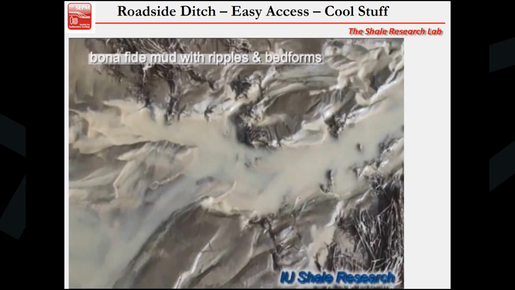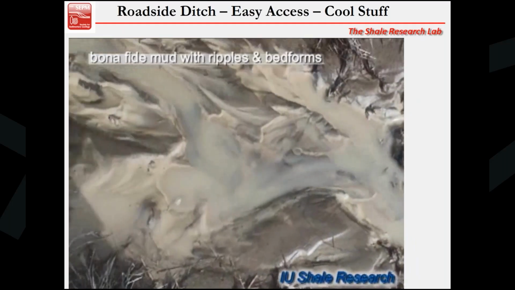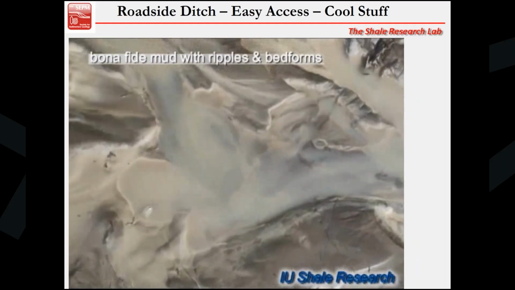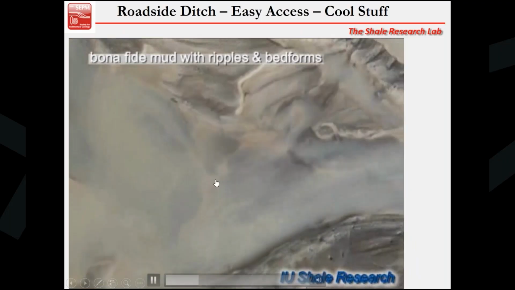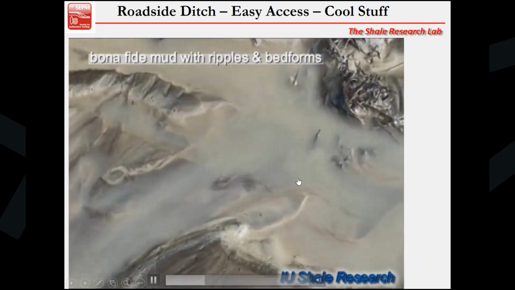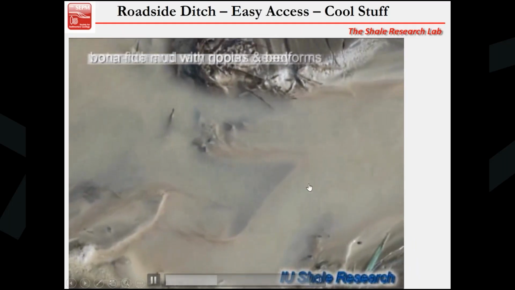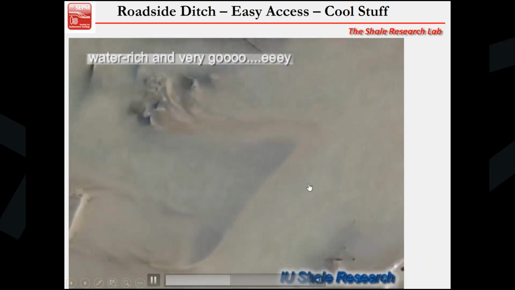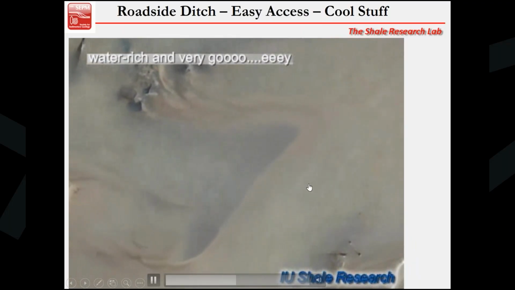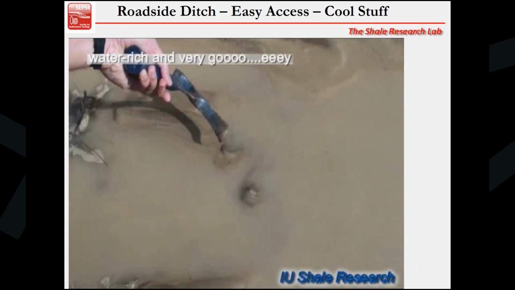This is just an example of a roadside ditch after a bit of a rain. And so you can see the muddy suspension moving through here. You can see here small bed forms forming into channel here. Okay, this stuff is very watery. It's 80% plus water, basically. It's liquid, more or less.